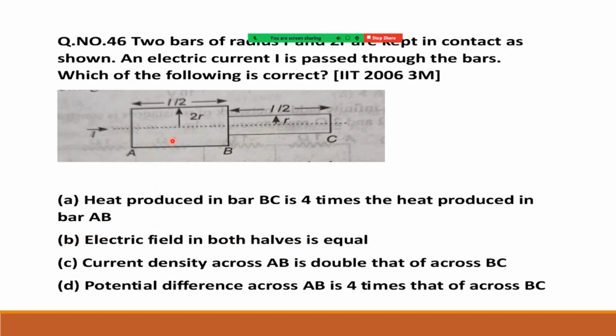Okay. Electric field in AB is 1 by 4 times that in BC, because J bar is 1 by 4 times that in BC. Current density, this is wrong. So B wrong, C wrong. Potential difference across AB is 4 times that across BC. This is wrong, because we have just discussed that the electric field in AB is 1 by 4 times that in BC, right? That means the potential difference in BC is 4 times that of AB. Are you getting it? Here J bar is 1 by 4 times and E bar is 1 by 4 times, so this is 4 times this value. So the only correct one is option A. Okay.